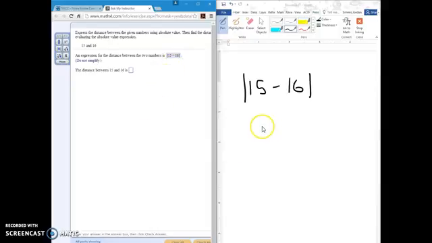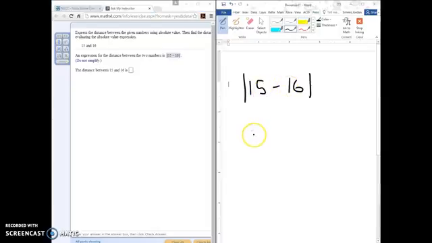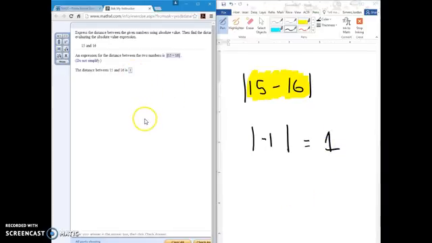So now what we're going to do is we're going to evaluate this. 15 minus 16, still the absolute value bars, but that comes out to be -1. I'm just following order of operations. I'm going to do what's inside the bars first, much the same that you would do with what's in the brackets first. So 15 minus 16 is -1, and the absolute value of any negative number is just the positive of that number. So our answer here is going to be 1.